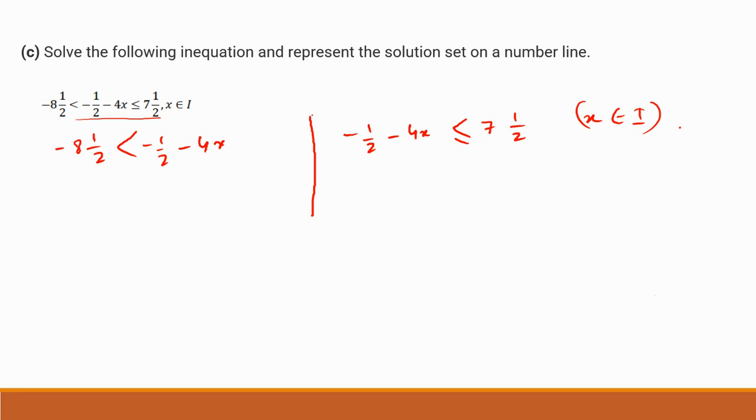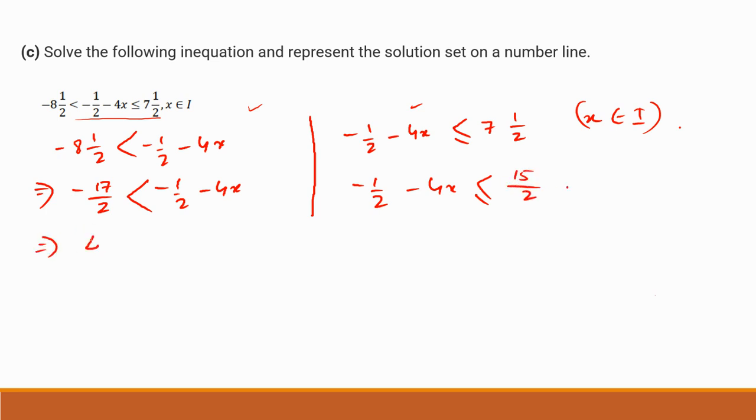From this we get these two types of equations. Because I wrote it before, that's why I did not write it in this problem. So here you write minus 17 by 2 less than or equal to minus half minus 4x, and the other one you will get as minus half minus 4x less than or equal to 15 by 2, right? You solve for x from this problem.